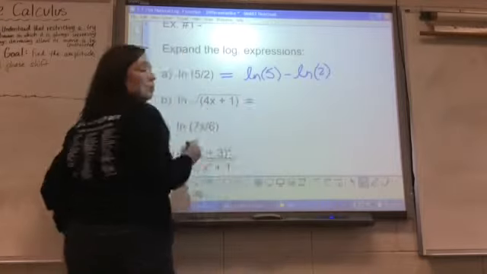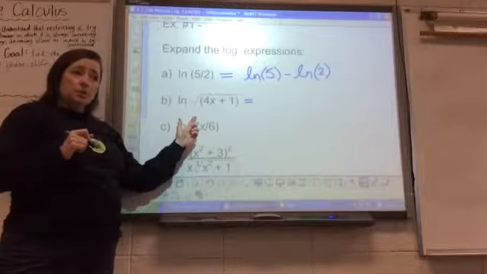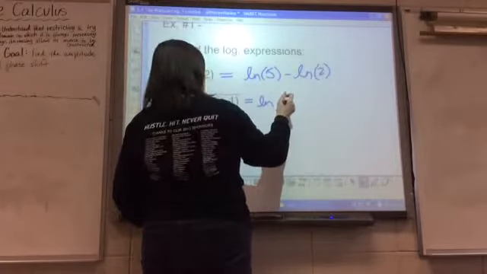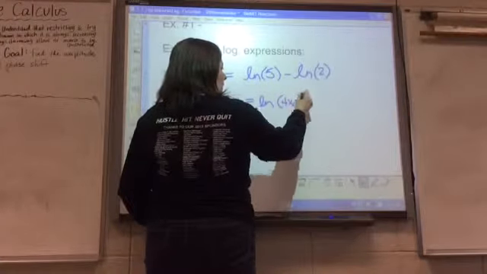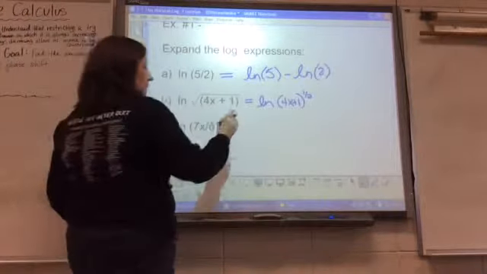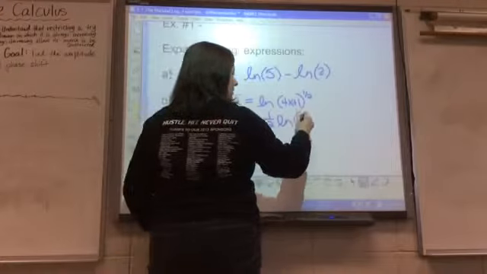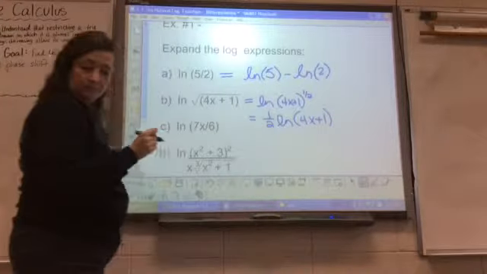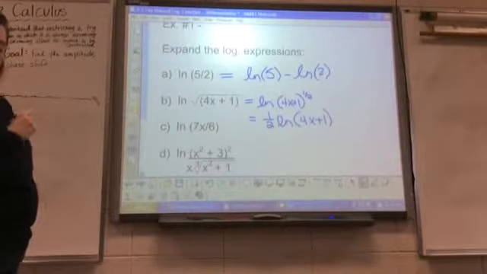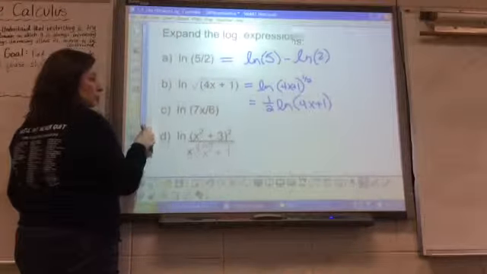Before we expand it, though, we're going to rewrite it, because that's going to be to the 1/2. To the 1/2 would be easier to look at. So instead of what we got, let's call it ln of (4x plus 1) to the 1/2. It'd be easier to expand that. All right, so we've got 1/2 ln of (4x plus 1). Very good. And then that would probably be easier to solve if we needed to.